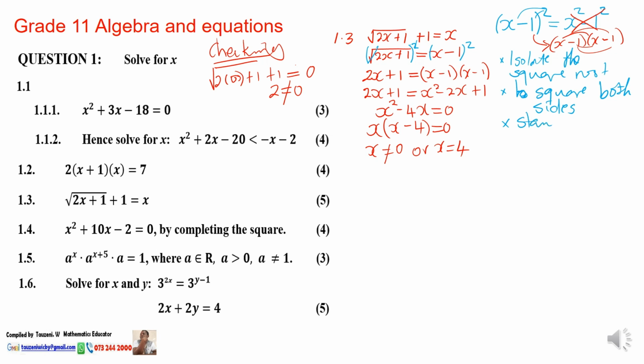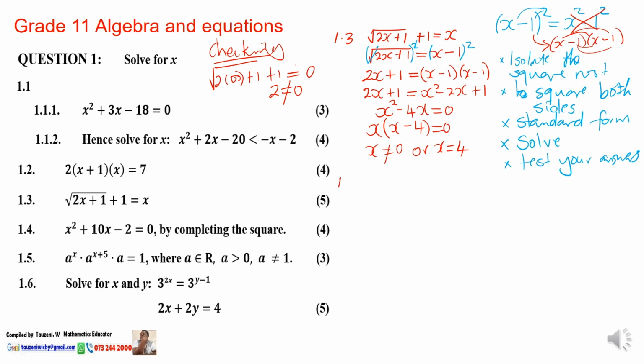Then after that, you must express your equation in standard form. Then after expressing to standard form, you solve the equation. After solving the equation, you test your answers. That is how we solve an equation that has got brackets. We need to know how to do that. It's a very common question in paper 1 grade 11.